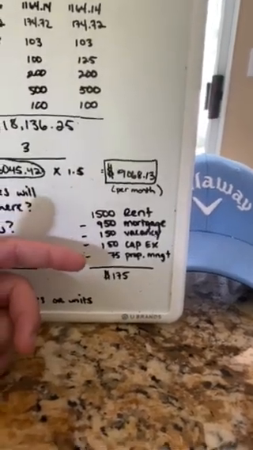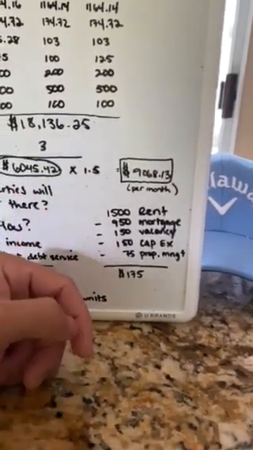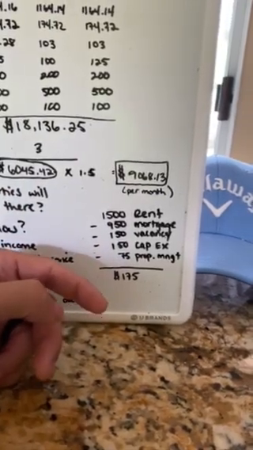What's a capital expenditure? That's like a brand new roof, maybe a new furnace, things like that.